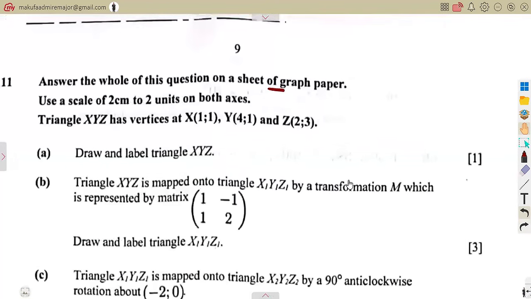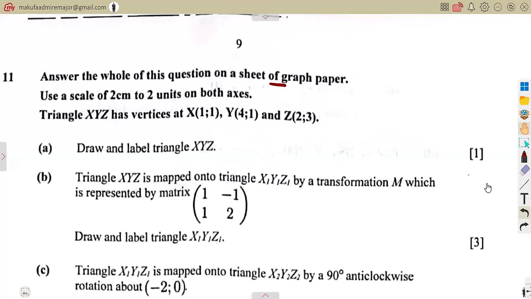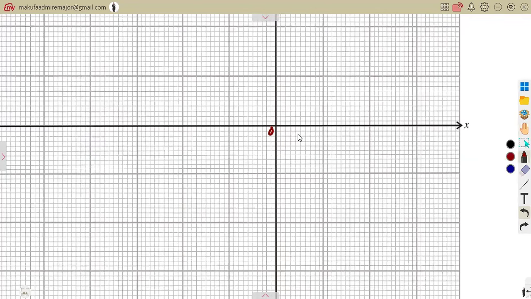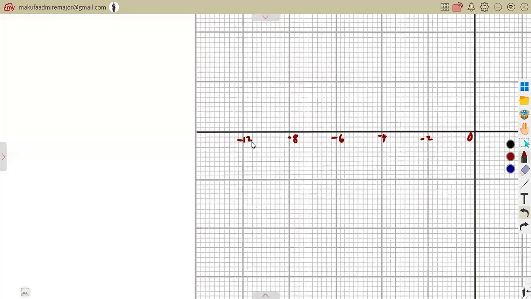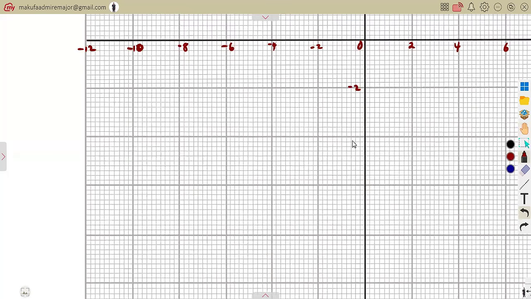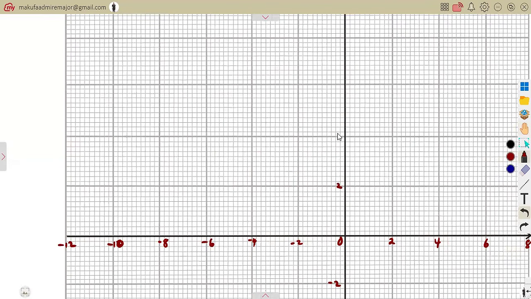We are given our X values. It was just a scale of 2 centimeters to 2 units on both axes. So let's try. I have 0, 2, 4, 6, 8, and so on. Then -2, -4, -6, -8, -10, and -12. So the same thing here: -2, -4, -6, -8, -10. I think we're going to accommodate those values better.